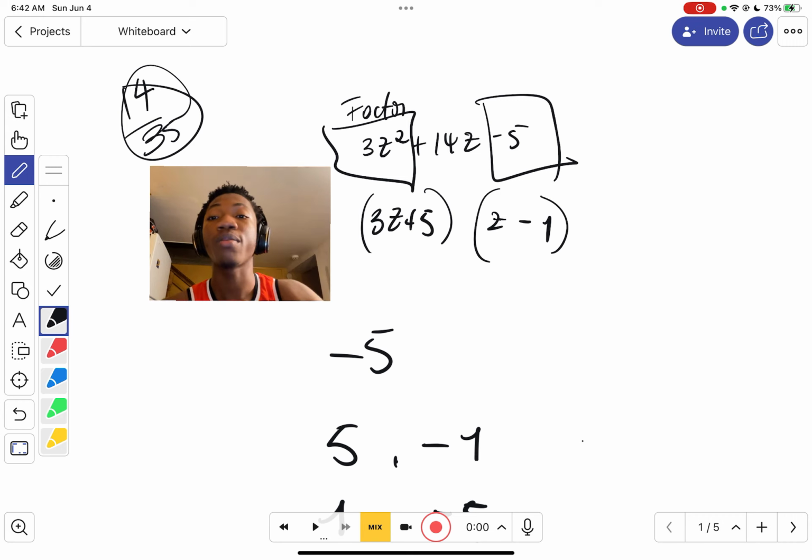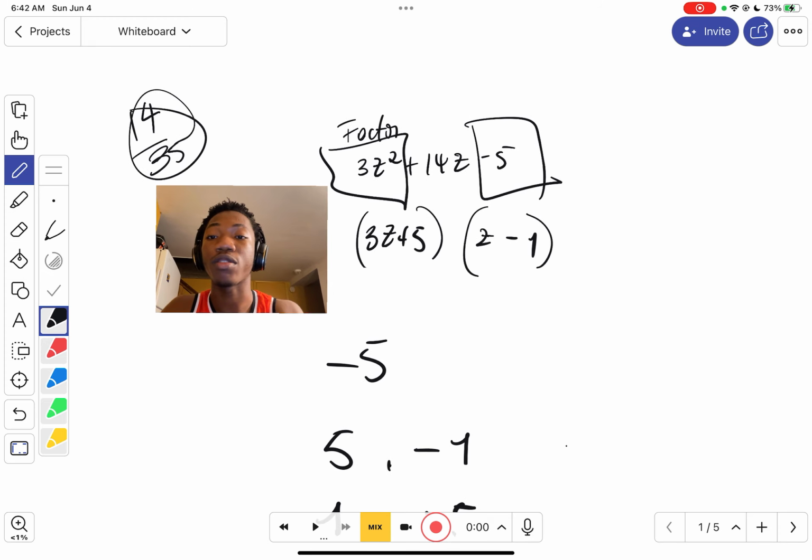So we're going to multiply the inner, multiply the outer, and add them, and it should give you the middle term, which is the B term. If it doesn't give you the B term, just know that the numbers you used are the wrong numbers. You can do two things in this case. You can switch them around, because sometimes when you switch them around the solution changes, or you go and find new numbers. Those are your only two options when the numbers don't match.